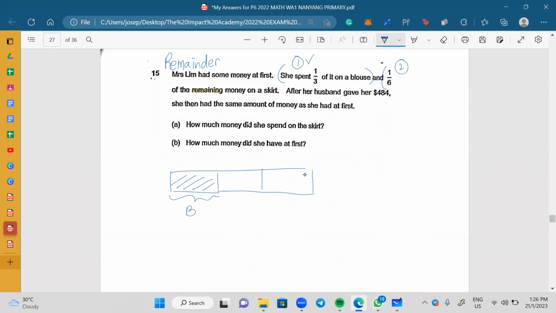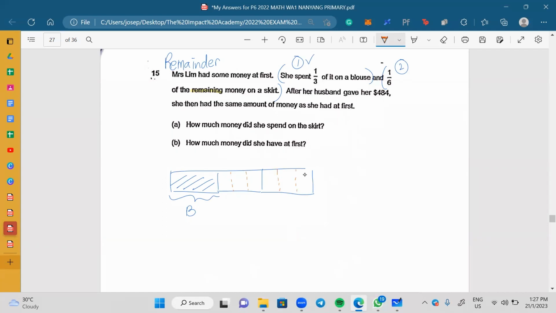Let's take a look at sentence number 2. 1/6 of the remaining. So what they are trying to tell you is that the remaining you have to split into 6 parts. The question you need to ask yourself is: can I do that? 2 parts, can it be divided into 6 parts? Yes, because all you need to do is split like that. Correct or not?